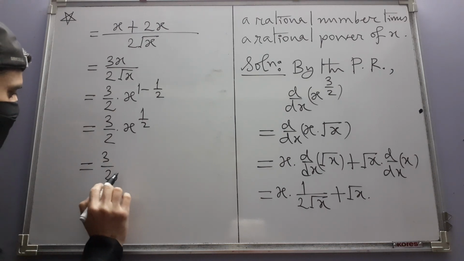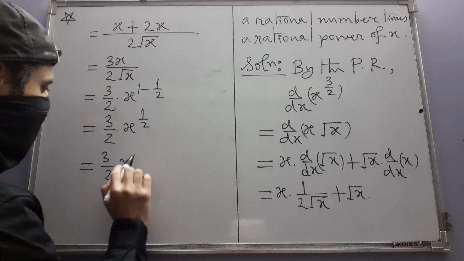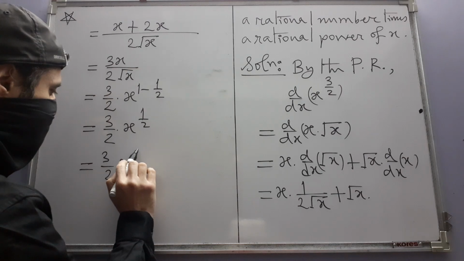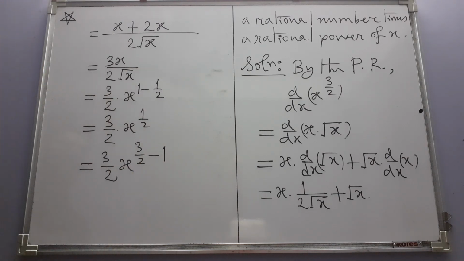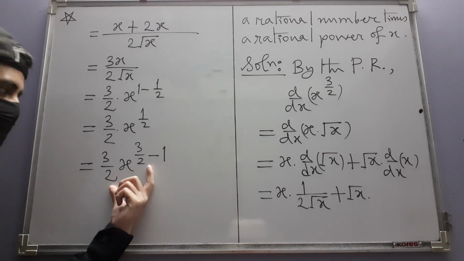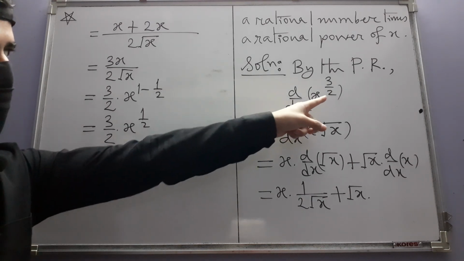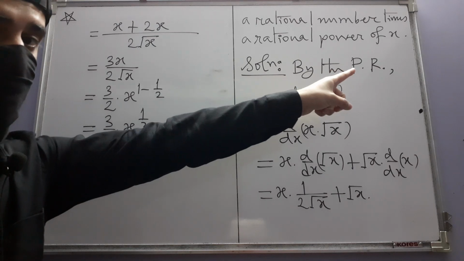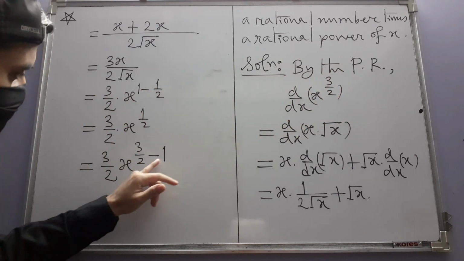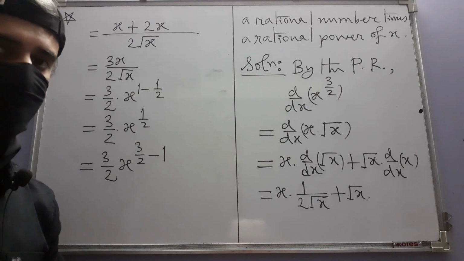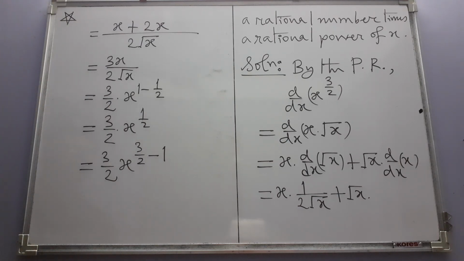1 minus 1 over 2 is 1 over 2. However, note also that this is 3 over 2 minus 1. That's also 1 over 2. Again, the form is same. We are differentiating x to the power 3 over 2. That 3 over 2 exponent has come down, and then we subtracted 1 from it. Let's see what we have in part B.